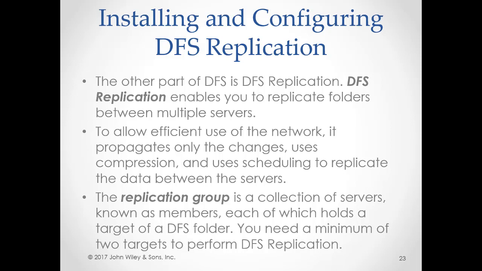The concept of a replication group is a collection of servers known as members. Each one of those holds the target of a DFS folder. So to do replication, you have to have at least two targets, right? If you have a single target, you can't replicate. You can't duplicate anything with just one. It's got to be a minimum of two.